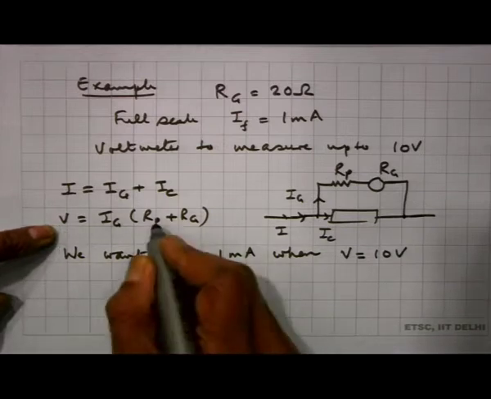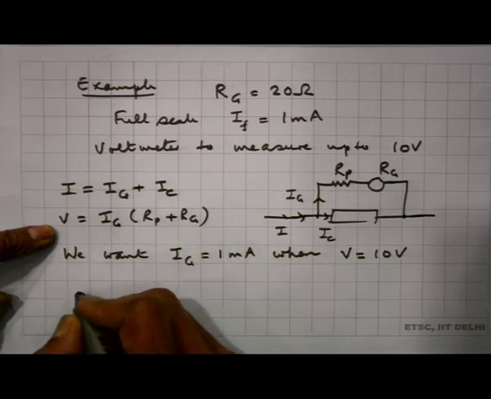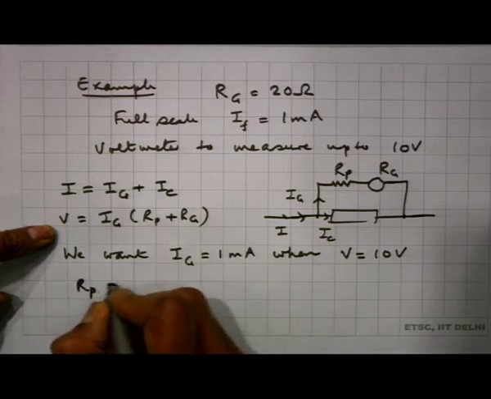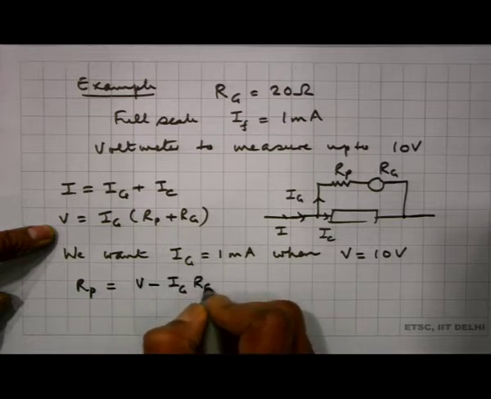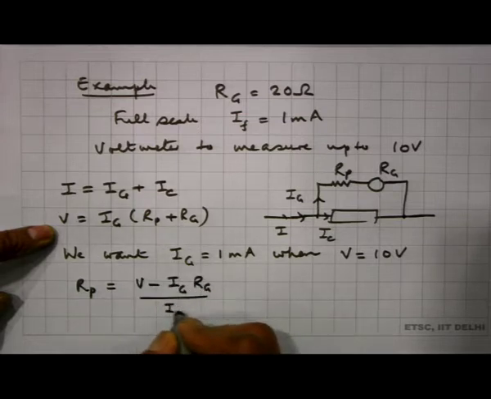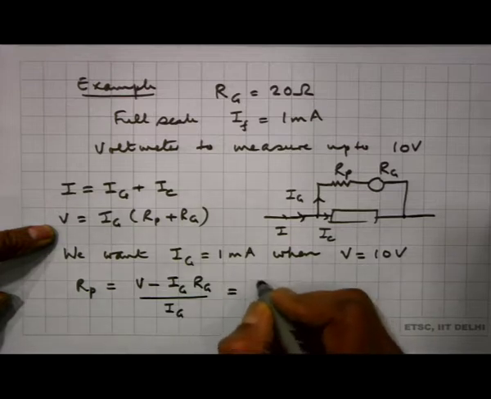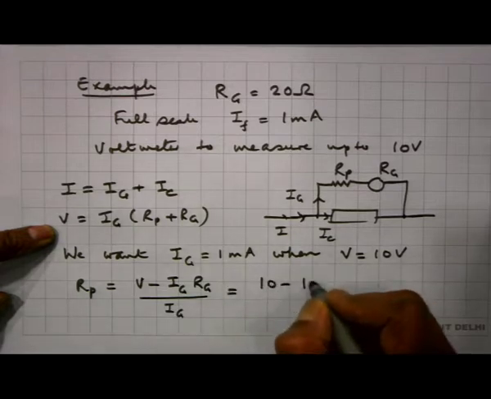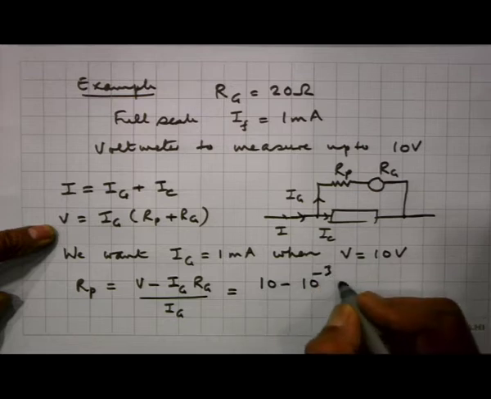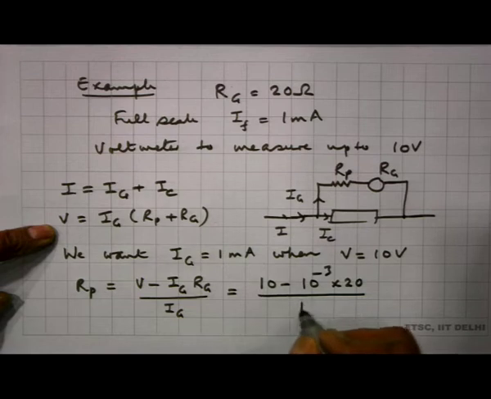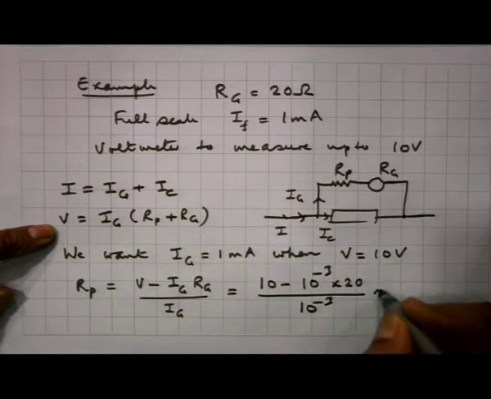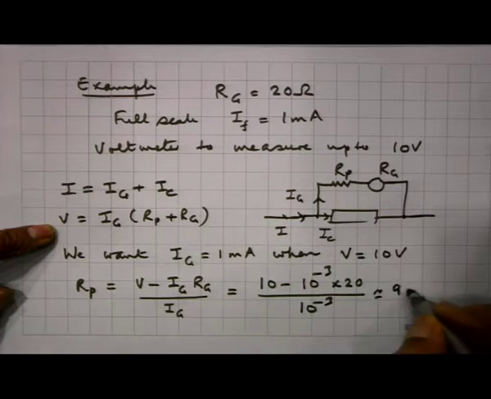So, I can simplify this equation. I will get Rp is equal to (V minus Ig Rg) by Ig, which is equal to 10 minus Ig, which is 1 milliampere, into Rg, which is 20 ohms, divided by Ig, which is 10 to the minus 3, which is approximately 9,980 ohms.